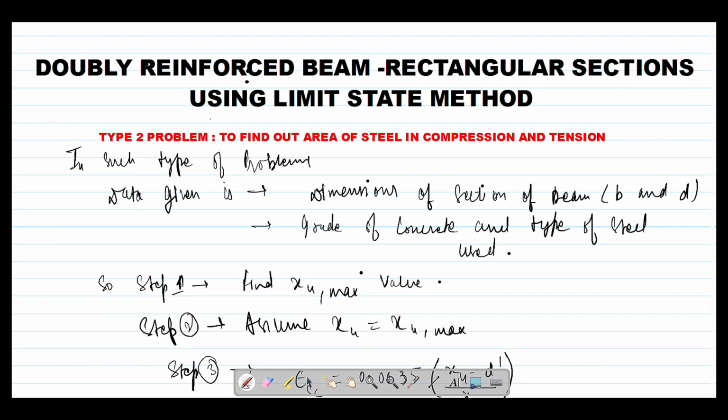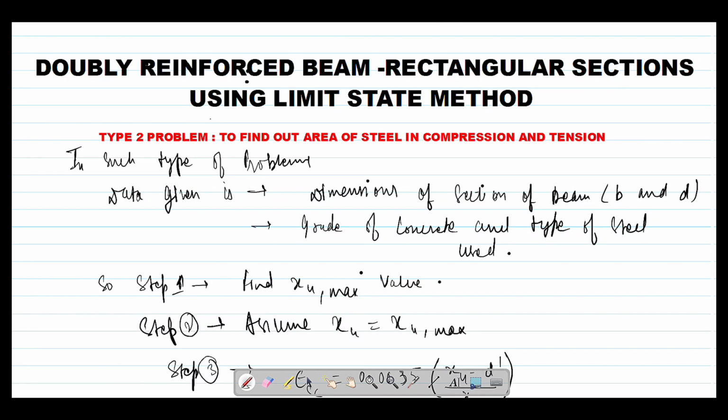Hello guys, welcome to a new lecture on doubly reinforced rectangular section using the limit state method. As we have discussed the type 1 problem, this is a type 2 problem in which we'll have to find out the area of steel in compression as well as tension.